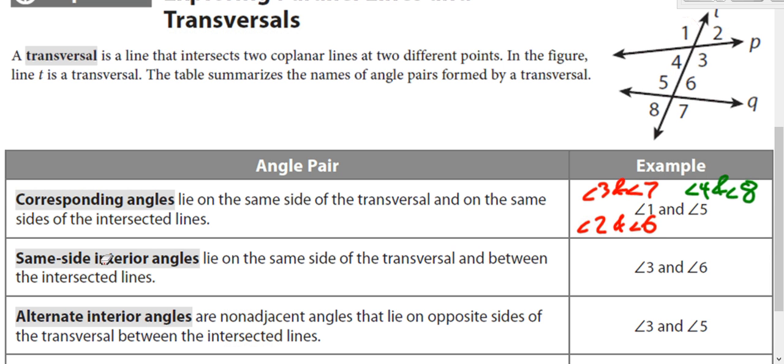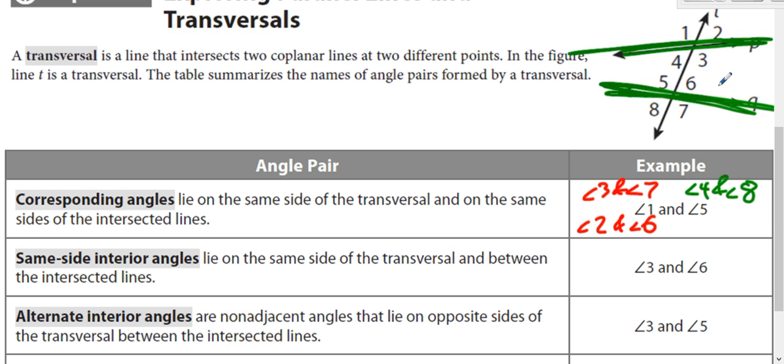Next, we'll look at same side interior. Same side means that they're on the same side of the transversal, and interior means between or inside the other two lines. So if these are our two lines, usually, like I said, they're parallel, it has to be inside, so in the interior of those two. Angles 3, 4, 5, and 6 are the only angles in the interior.